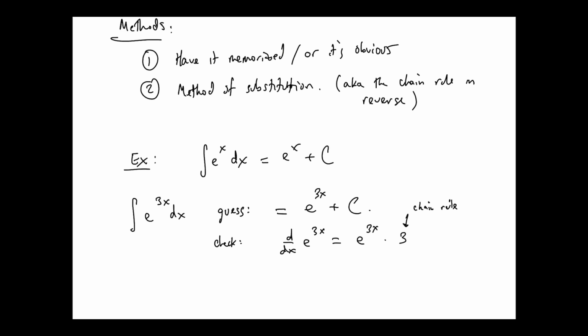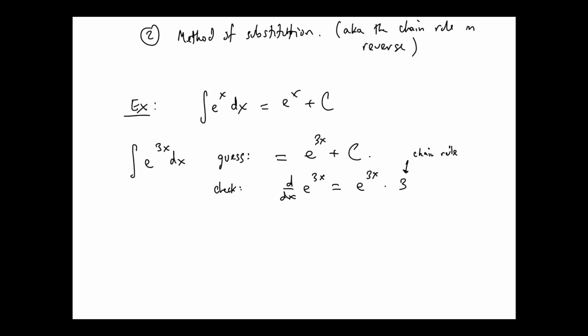Okay, which is not what we started with. I mean, it's close to what we started with, right? We're just off by a factor of 3. So then what would we make our new guess? Instead of e to the 3x, let's do 1/3 e to the 3x, okay?